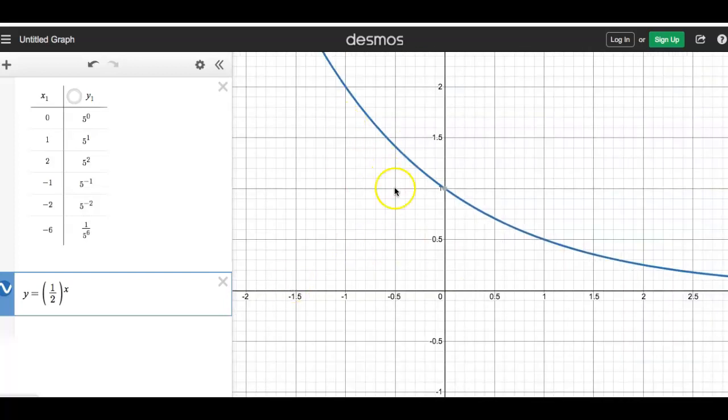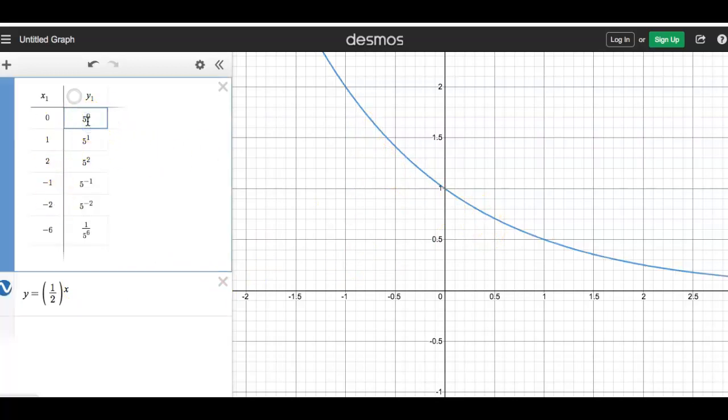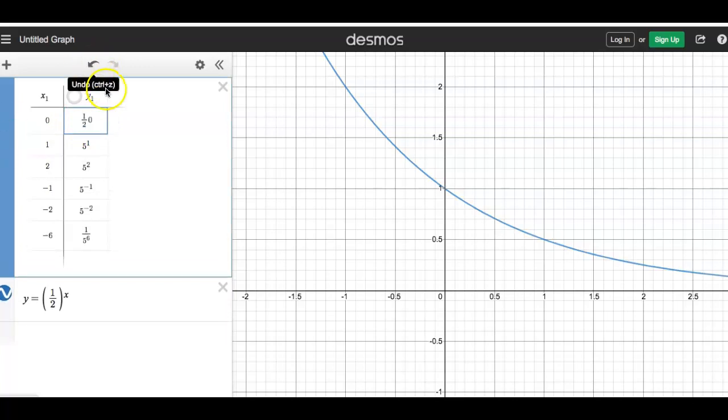But over here, these are negative exponents, so if I have a half to the 0 power, let's plot these points.